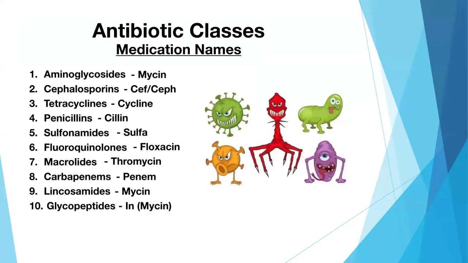These are the antibiotic classes. The aminoglycosides all end with mycin. The cephalosporins, like ceftriaxone. The tetracyclines, which end with cycline. The penicillins, which end with penicillin. Sulfonamides, which start with sulfa, like sulfamethoxazole. Fluoroquinolones, like ciprofloxacin. Macrolides, like erythromycin, azithromycin, clarithromycin. Carbapenems, like meropenem, imipenem. Lincosamides, like clindamycin, and glycopeptides, like vancomycin.